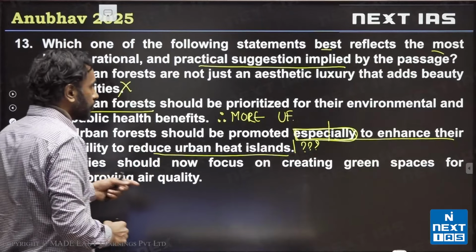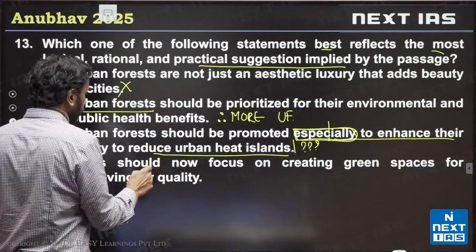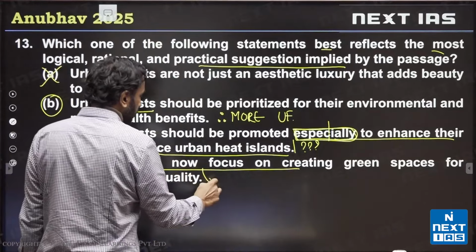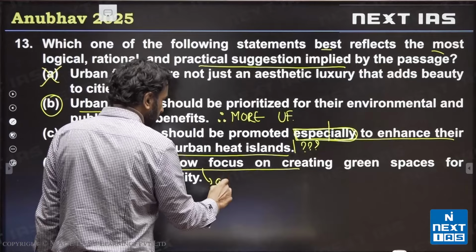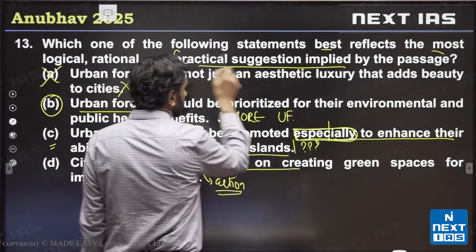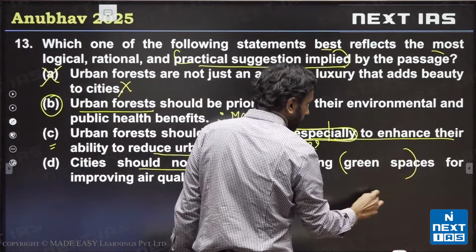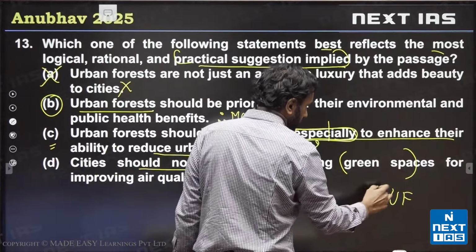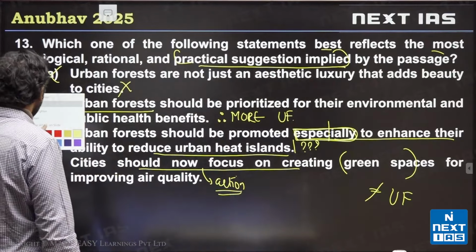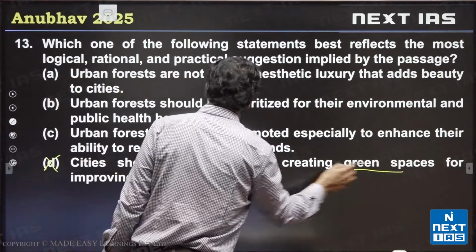Let's look at D. Cities should now focus on creating green spaces for improving air quality. Should now focus on tells us that some action needs to be taken. This could be considered valid because we are looking for practical suggestions. What is problematic is creating green spaces is not the same as urban forests. This is not the same, right? So I know some students would have gone with D also. D is definitely invalid. Creating green spaces is not the same.